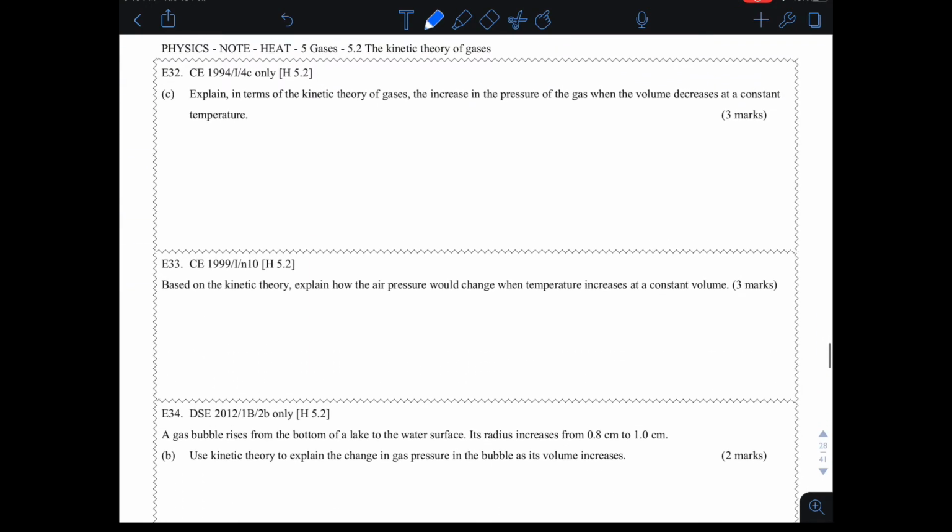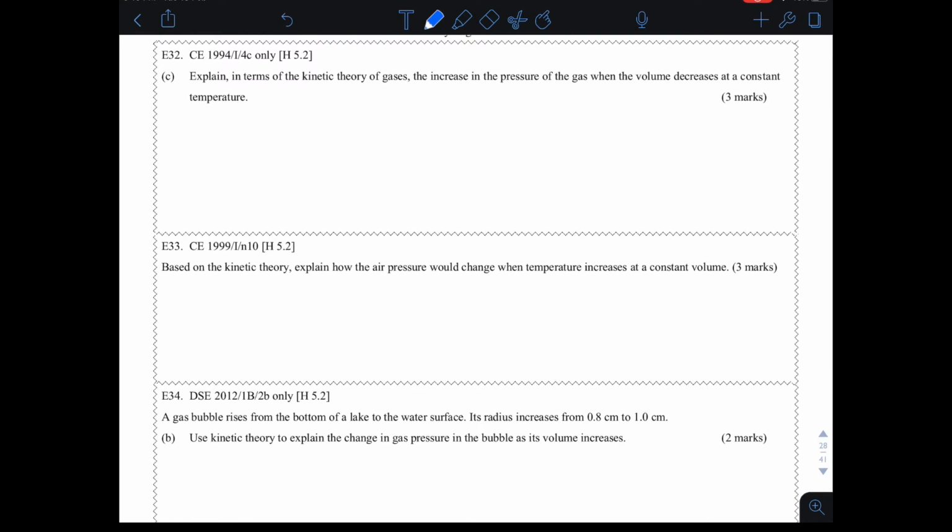And next will be a lot of explanation questions. You really have to focus on the exact wordings of explanation. Then let's try to look at it one by one. Everyone here is explained in terms of kinetic theory. Based on kinetic theory, explain.